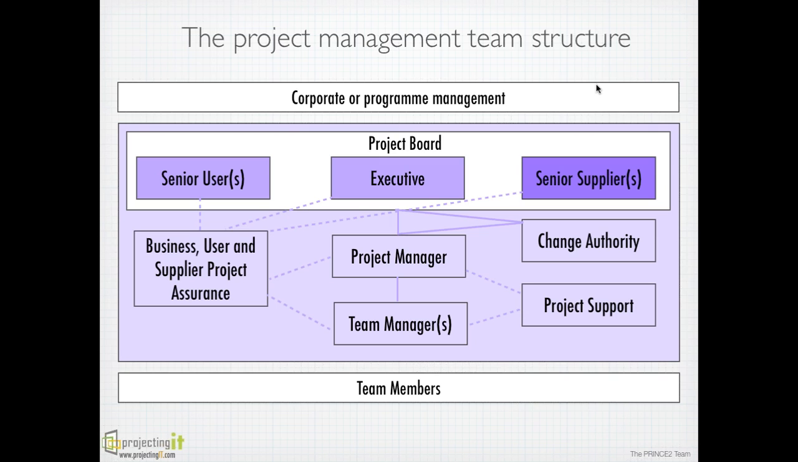The do's and don'ts: keep the project board size manageable. Not every user or supplier will be on the board. Make sure the board size is manageable. Apart from that, be careful about conflict of interest, like project manager and assurance role combined, or project manager and board role combined, or customer and supplier role combined. Now, that's what the Prince2 project management team is about, and the roles and responsibilities.